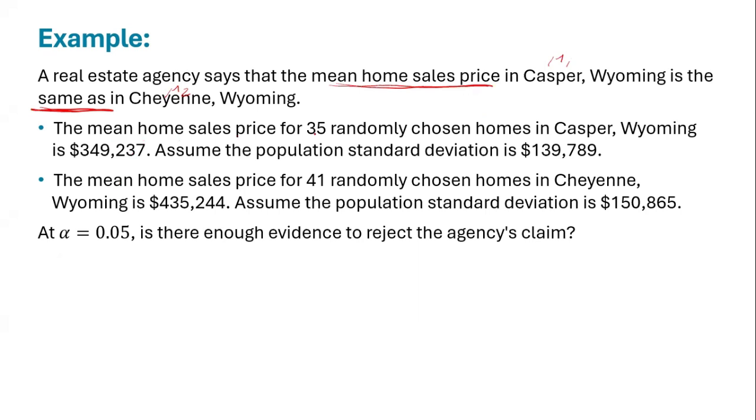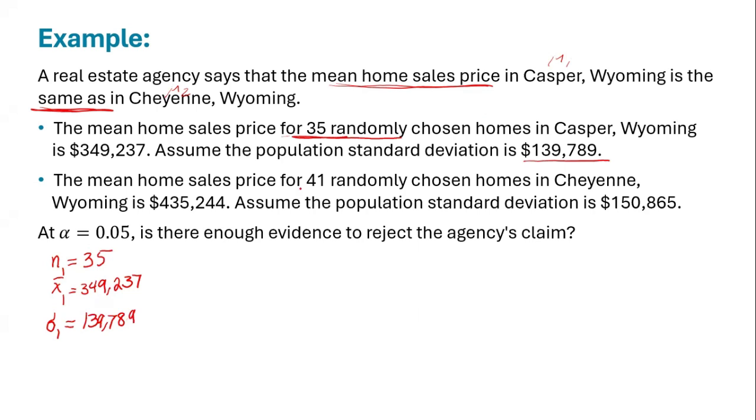The mean home sale price for 35 randomly chosen homes, so the first sample size is 35, is $349,237. It says to assume that the population standard deviation, which means sigma 1, is 139,789.